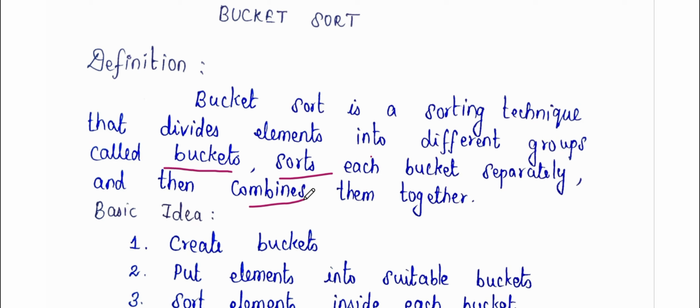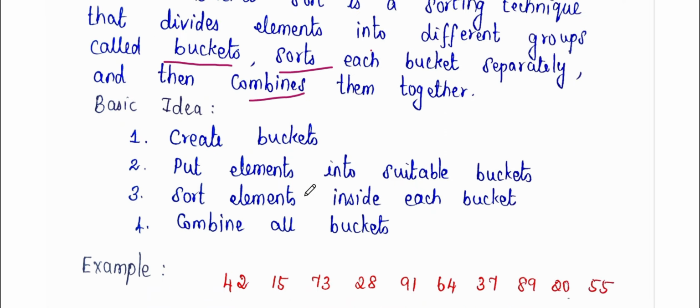Three processes are there. First, create or design buckets to put the elements in, based on ranges. Then sort the elements inside each bucket, and finally combine all the elements. We find the sorted array. So the basic idea: create buckets first, put elements into suitable buckets based on the range value, sort elements inside each bucket, then combine all the buckets, and we finally get the sorted array.